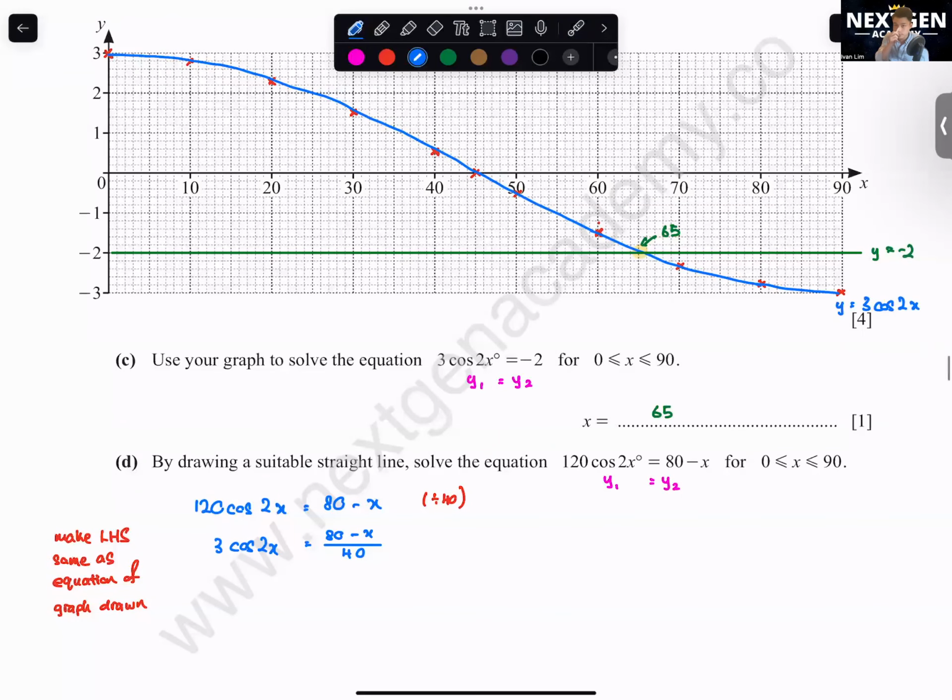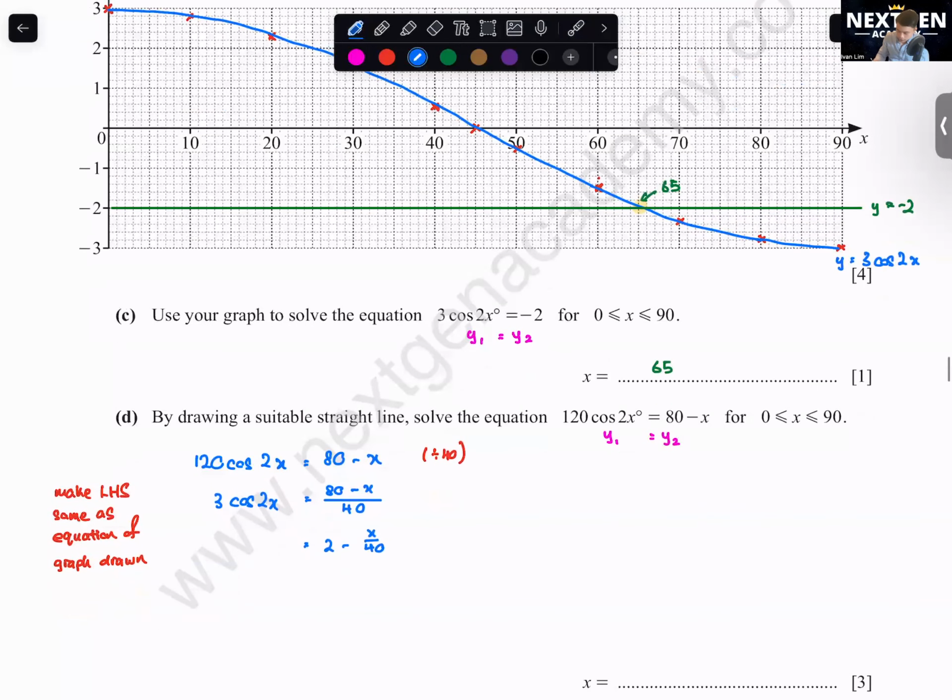Okay, once the left-hand side has done this already, now your right-hand side, you simplify it first. 80 over 40, you'll get 2 minus x over 40. So this will be y1 equals to y2. So you want to sketch this right-hand side graph. This is the logic of this question.